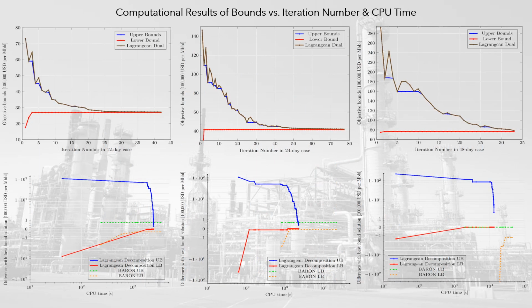The graphs present the computational results of bounds versus iteration number and CPU time. The graphs compare the Lagrangian relaxation method using DICOPT versus the BARON global algorithm.